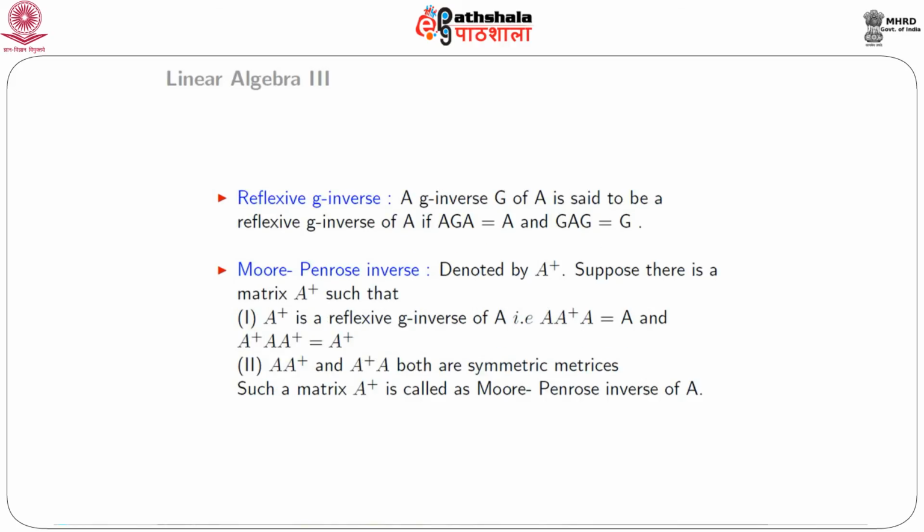Reflexive G inverse. A G inverse G of A is said to be reflexive if AGA equal to A and GAG equal to G. Moore-Penrose inverse, denoted by A plus. Suppose there is a matrix A plus such that A plus is a reflexive G inverse and AA plus and A plus A both are symmetric. Such a matrix A plus is called the Moore-Penrose inverse of A and it is unique.